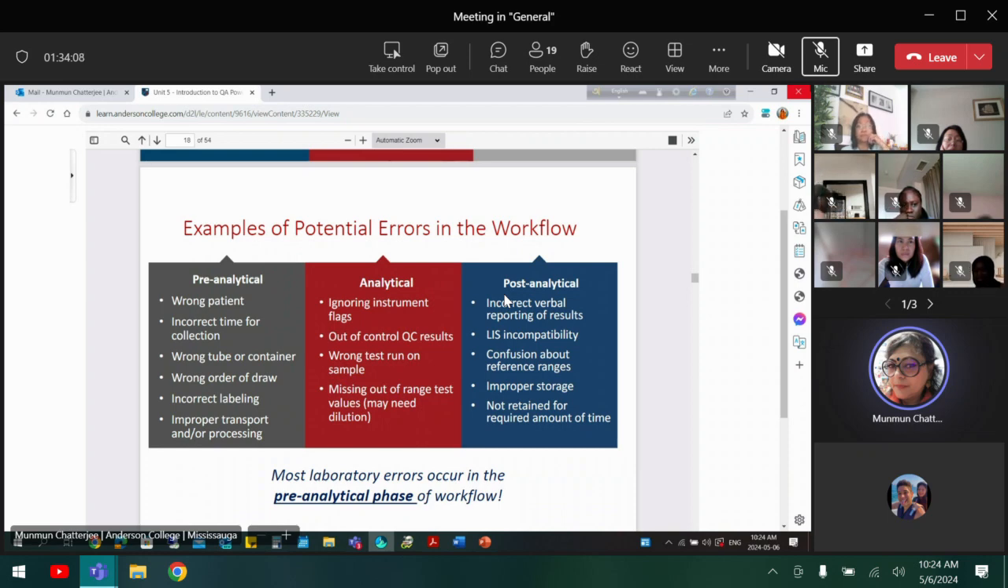That is the post-analytical. List incompatibility, that is the computer problem, when the laboratory information system maybe isn't able to put in the correct information. Confusion about reference ranges: that is what happens when there is an out-of-range test result. It should be within 10, the machine can read, but you are getting 12 whether you are thinking it is not. So you have to go back and rerun the sample. So, confusion about reference ranges.